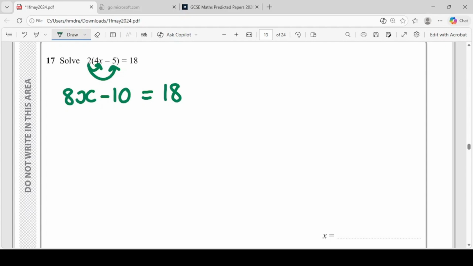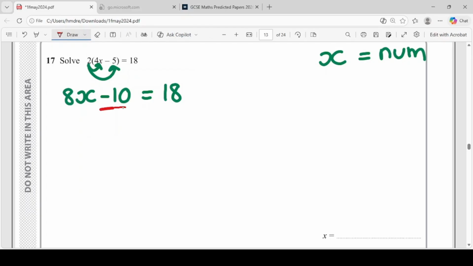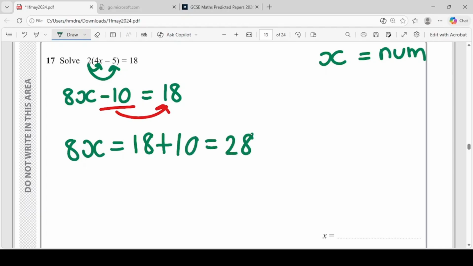When we're trying to solve something, we're always trying to get x by itself on one side and numbers on the other. So this is the form we're looking for. It's always x is equal to some numbers. So let's take that 10 across. So we do the opposite. So it was minus 10. When we take it across, we're going to add 10. So it's going to be 8x is equal to 18 add 10, which is then 28. So 8x is equal to 28.